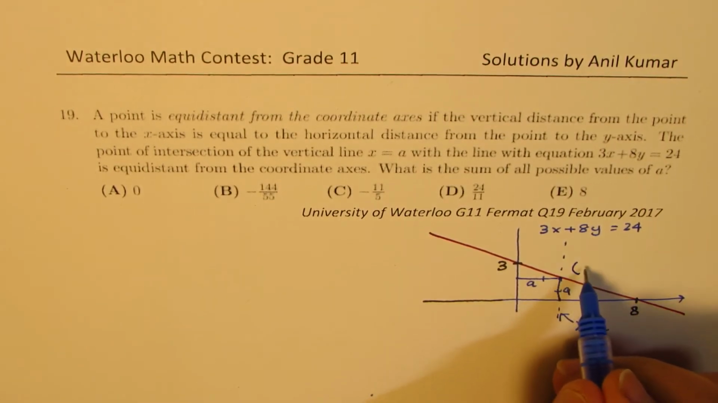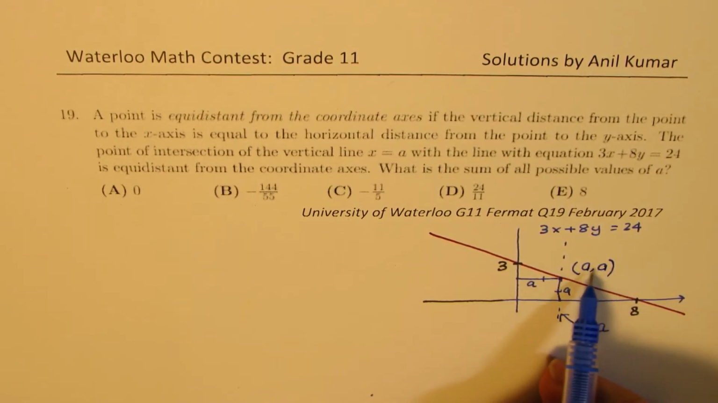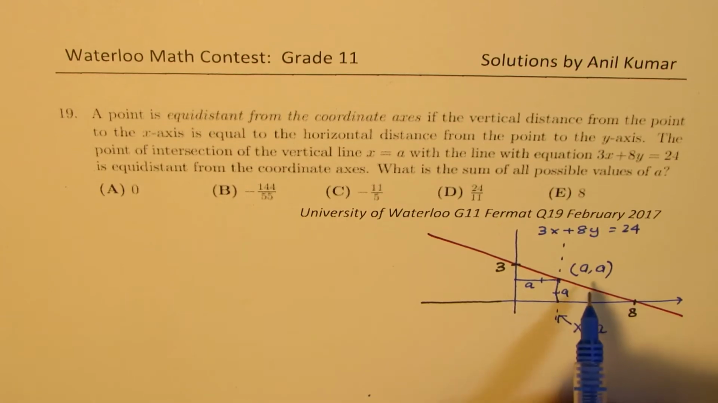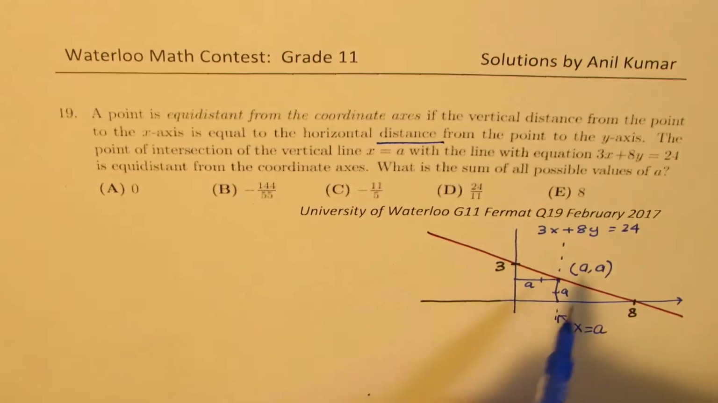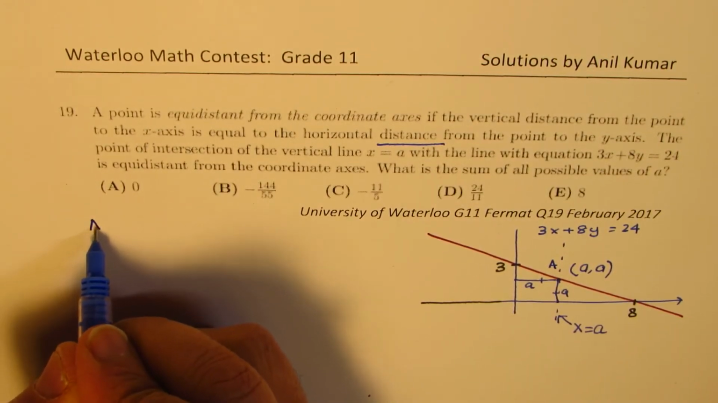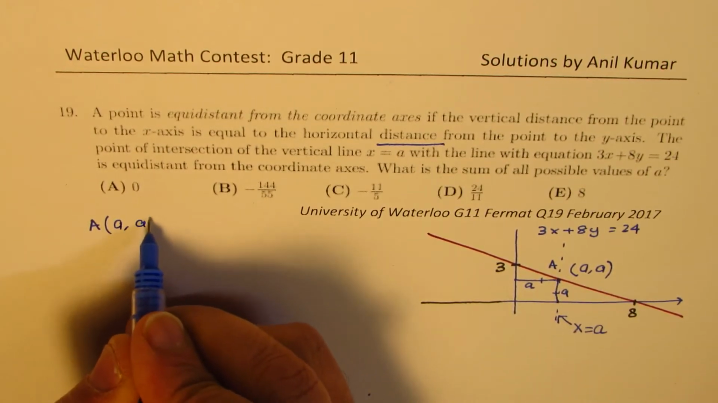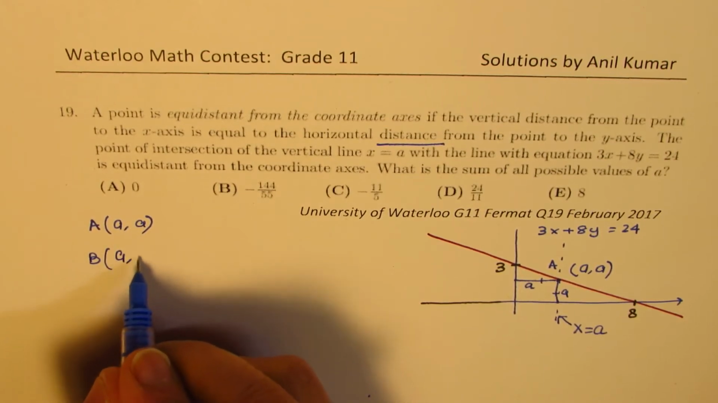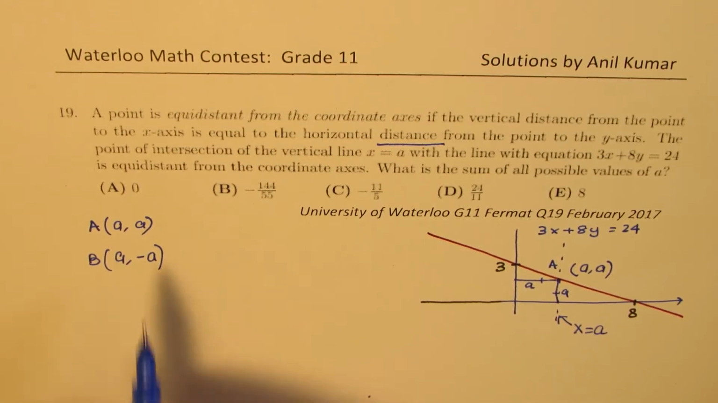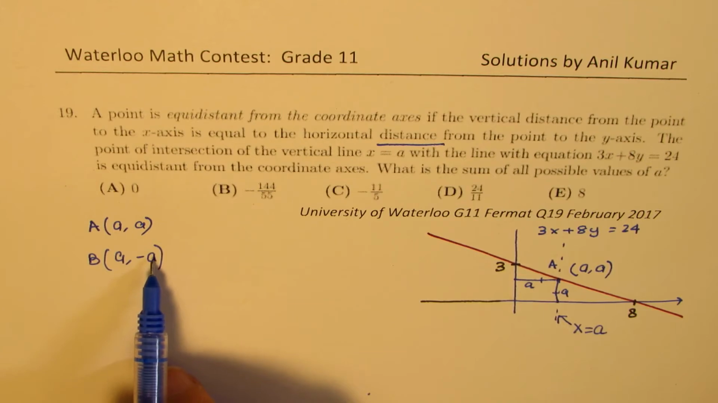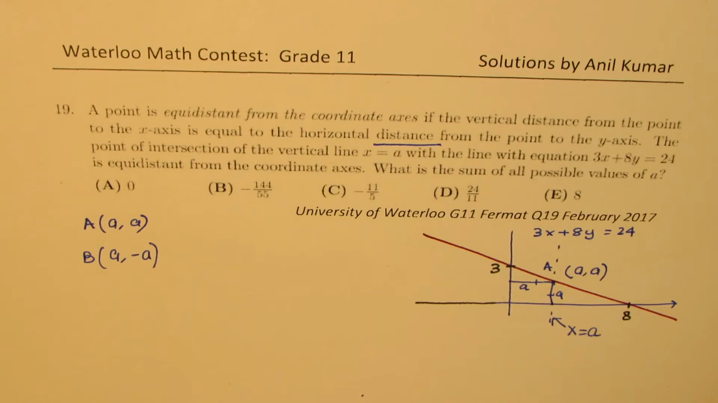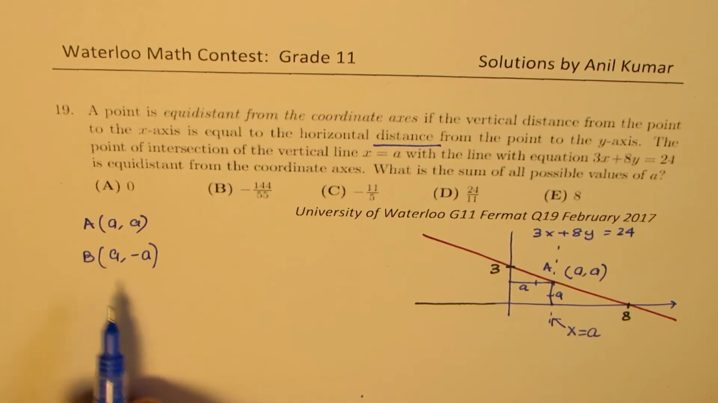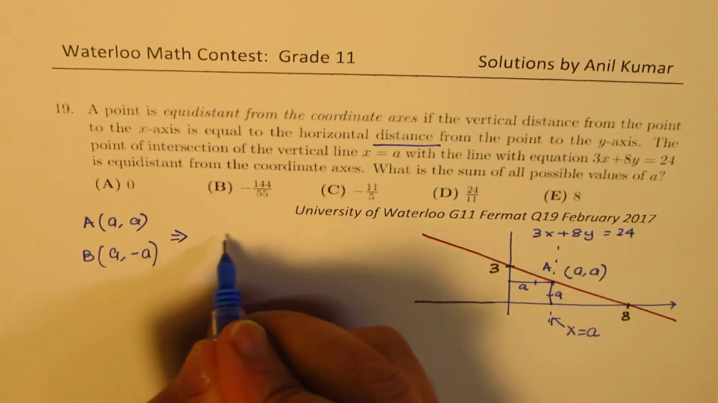Now, this point could be a and a. In this case, both x and y values are the same, so the distance is the same. Perfect. That's how you get a point. The important thing here is we are talking about distance. So we have one point here, which we're calling AA. Now, what is important to understand is that there should be another point B where the coordinates are a and minus a. In both these points, the magnitude of the y value, the distance from the x-axis, and the distance from the y-axis are both a. So there are basically 2 points.